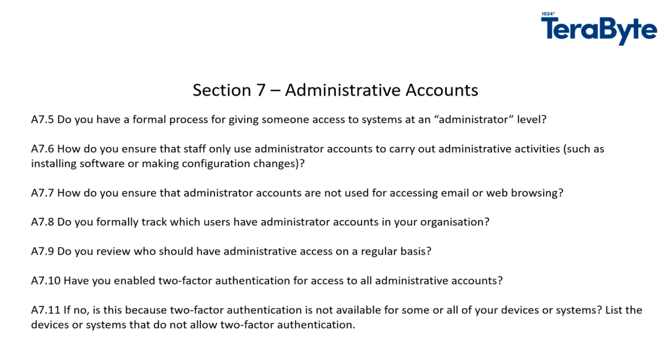So Section 7, administrative accounts. A75, do you have a formal process for giving someone access to systems at an administrative level? Here you should have a process for saying who has administrative level access, what you do, and how it is given out, and just write a little description down there when you're doing the self-assessment.